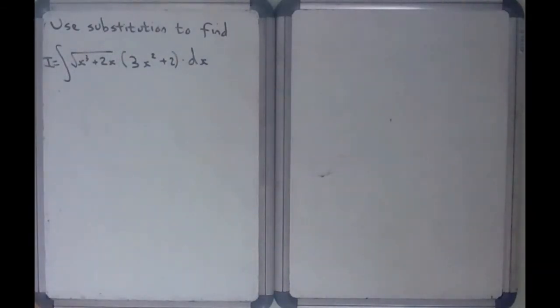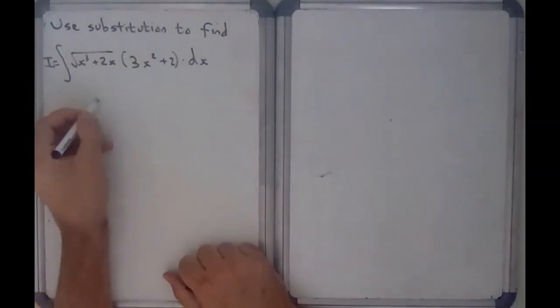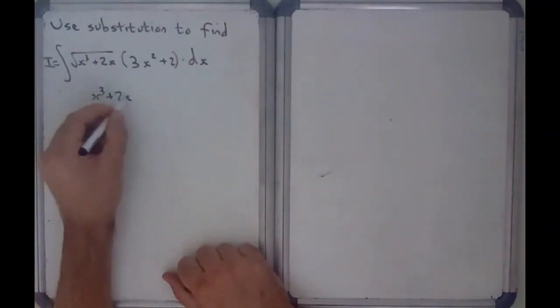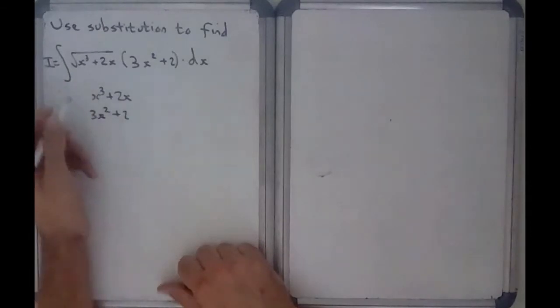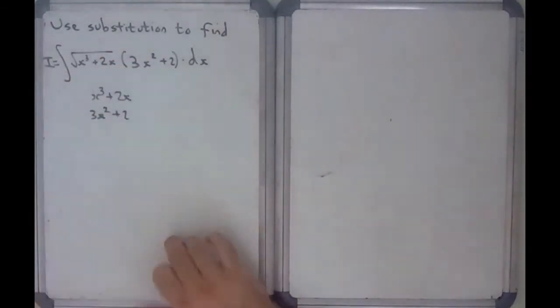A really useful reason why it makes it an even better candidate is because if you think about x cubed plus 2x, when I differentiate that, it becomes 3x squared plus 2, and 3x squared plus 2 is the other part of the function.